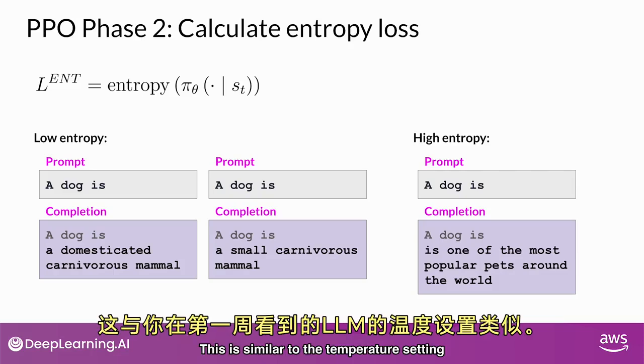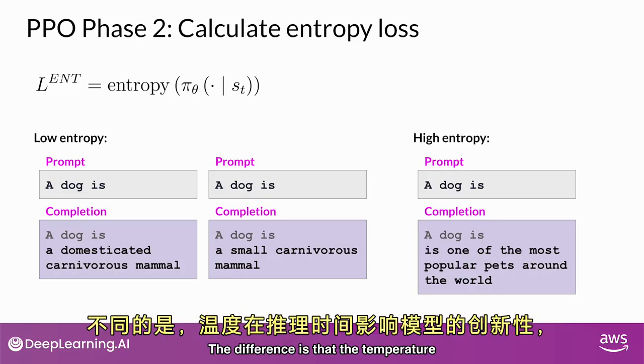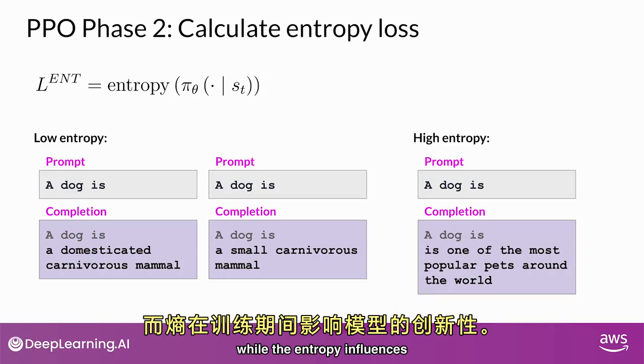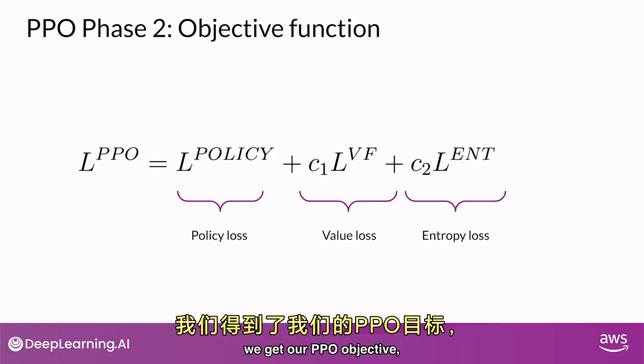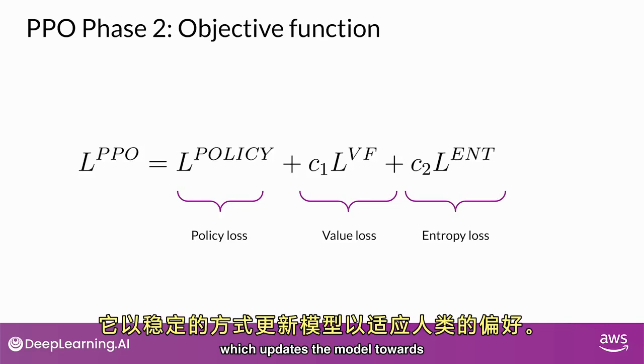This is similar to the temperature setting of LLMs that you've seen in week 1. The difference is that the temperature influences model creativity at inference time, while the entropy influences the model creativity during training. Putting all terms together as a weighted sum, we get our PPO objective, which updates the model towards human preference in a stable manner.